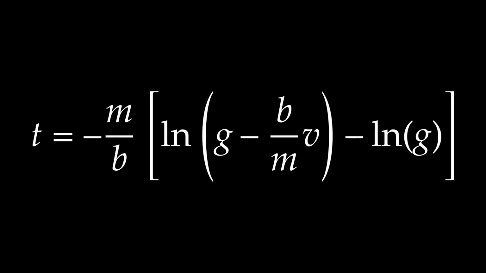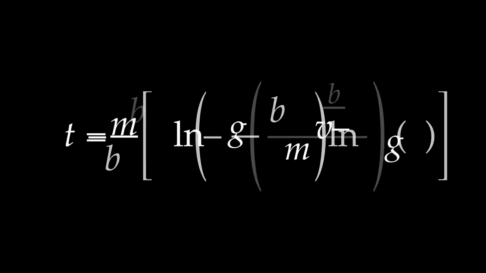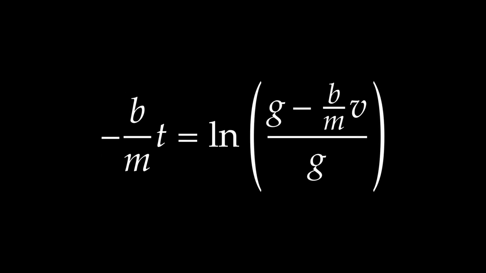In our first viscous drag derivation, we had asked for a rule of the difference of natural logs. The difference of natural logs is the ratio. And so here I have the time is equal to negative m over b times the natural log of a rather complicated thing, g minus b over m times v divided by g. And what a hot mess that is.